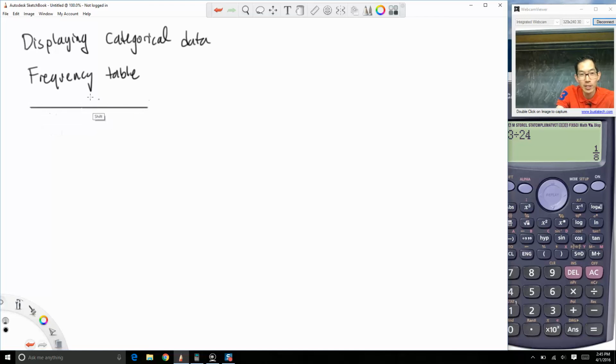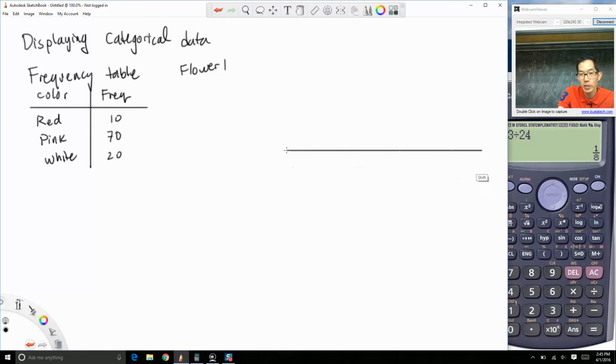for categorical data. Let's say we're talking about some flower. So we've got flower type 1, and let's say we're looking at the color of the flower, and we've got red flowers, pink flowers, and white flowers. And we'll look at the frequency of flower 1, and let's say there's 10, 70, and 10, or maybe we'll say 10, 70, and 20. And then to display this, we can create a bar chart.